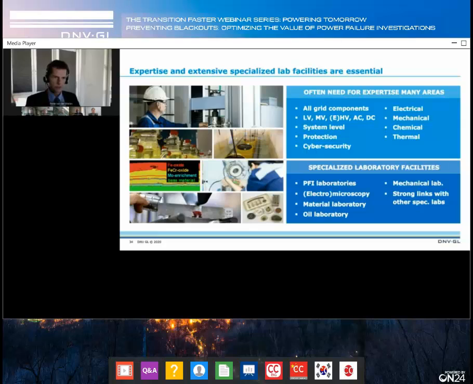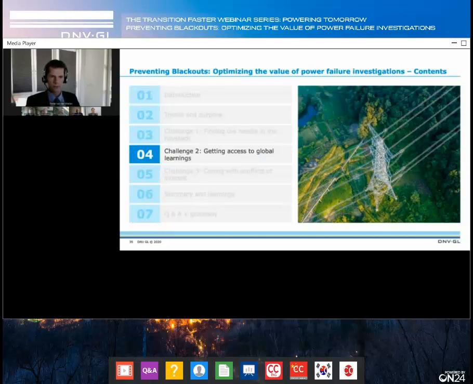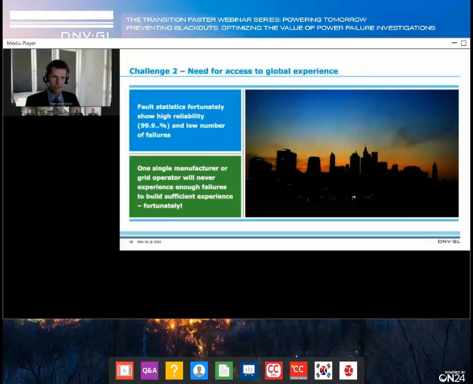Now let's move to challenge number 2: how to get access to the knowledge obtained from failures elsewhere. Fortunately, the number of serious failures and blackouts is limited in most countries. Statistics, therefore, usually show very high reliability numbers, 99.9 something percent. This is a good thing, of course. However, this also means that learning from failures within one country or region only, or from only one equipment brand, will result in a hard time building sufficient experience before it's already outdated again. So it's important to take into account what happens also in other regions or in the case of other brands with similar technologies as well.